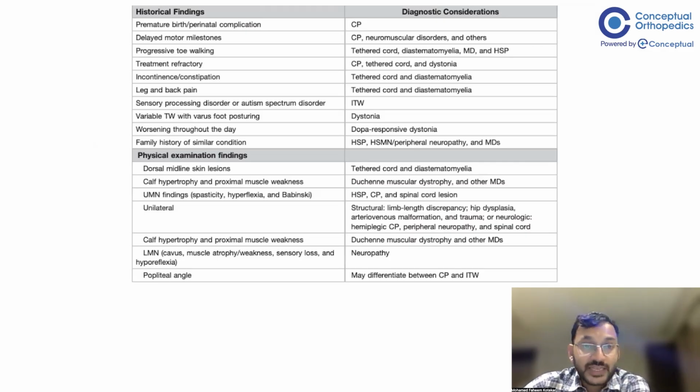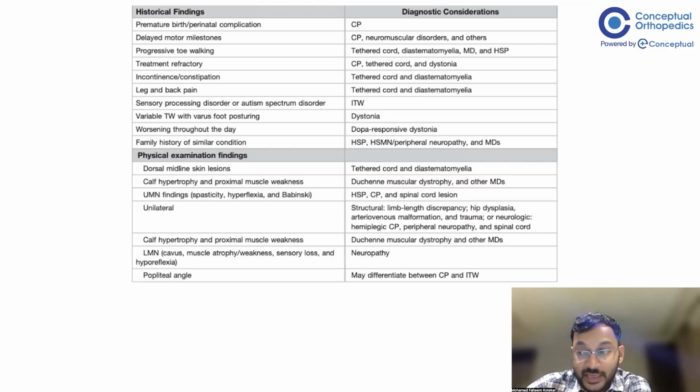Now, coming to the physical examination findings, if there is any dorsal midline skin lesions, any of these spinal cord problems such as myelomeningocele, diastrophy, tethered cord can be seen. If there is calf hypertrophy, we are classically talking about Duchenne's, but any other muscular dystrophy can also present to you. Now, when I'm talking about neurological conditions, they can be both upper motor neuron and lower motor neuron conditions where toe walking can take place.